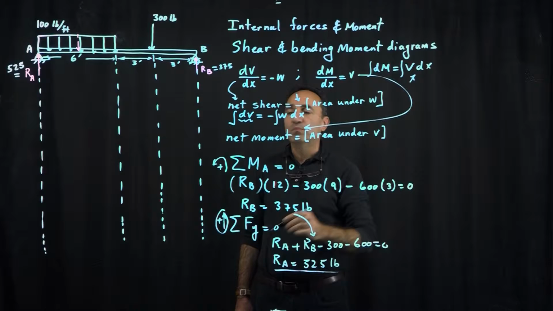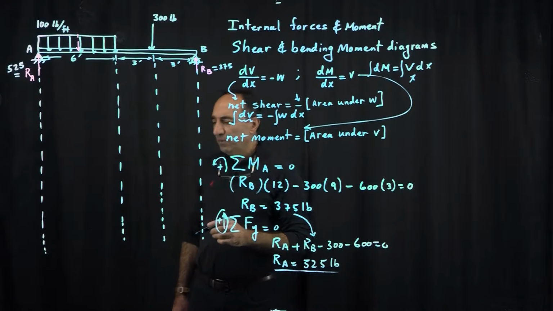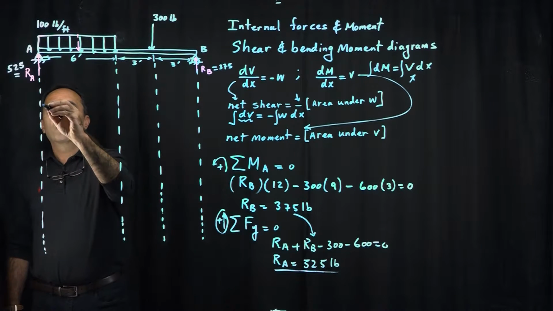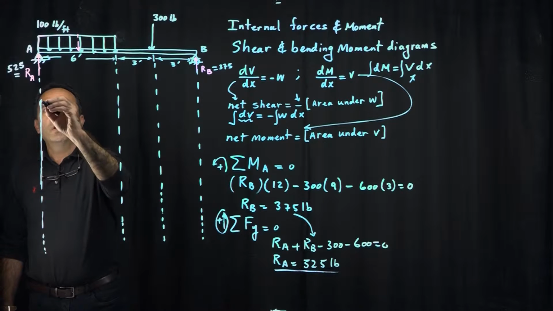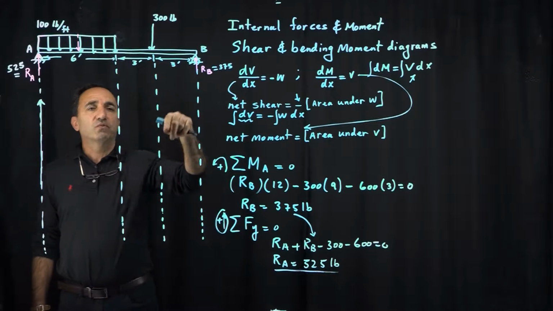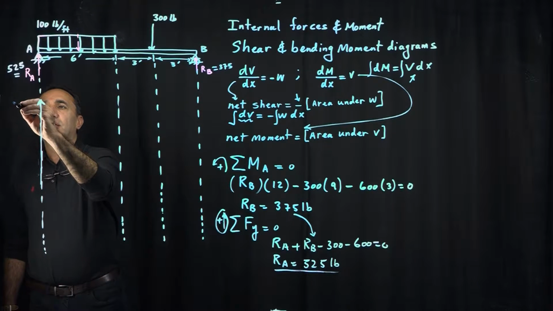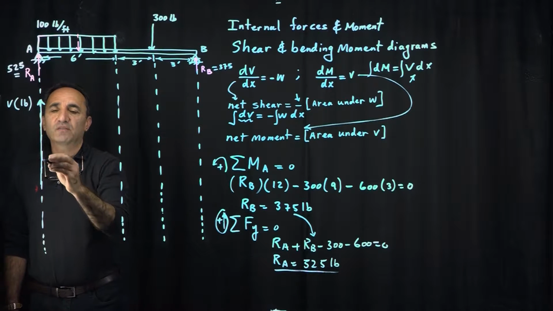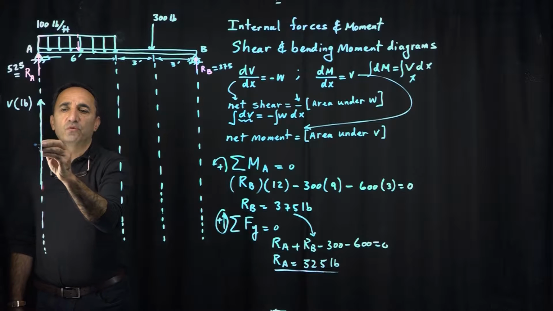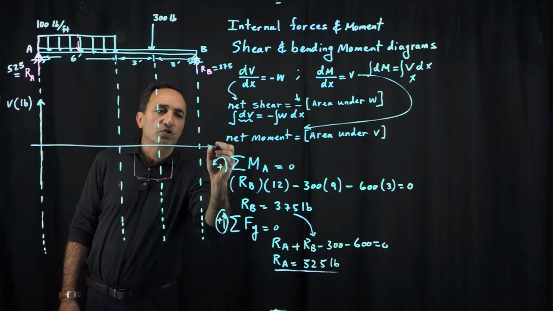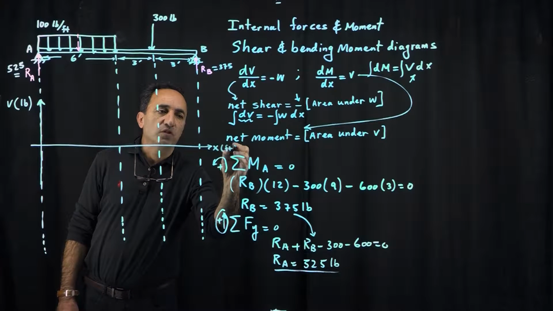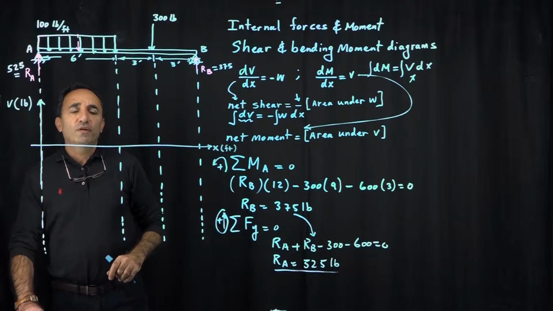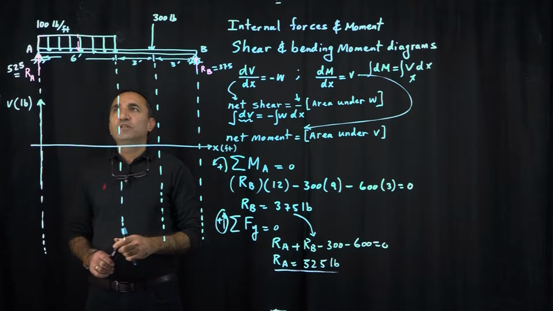Again, the integration means finding the area. So let me move over here and plot the shear diagram for you. What I did here, I extended the line of action of each section down, and just remember that you need to always label your axes with the appropriate units. So shear load versus position, and position is in feet. So let's go ahead and draw our shear diagram.